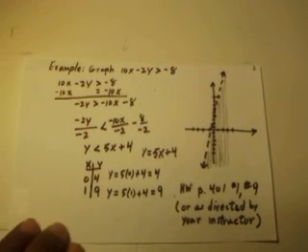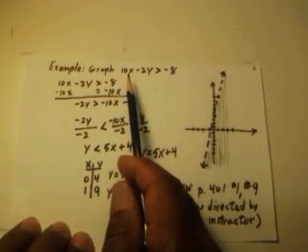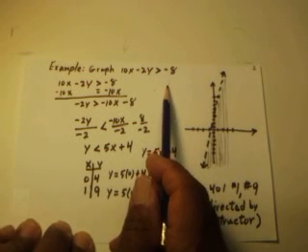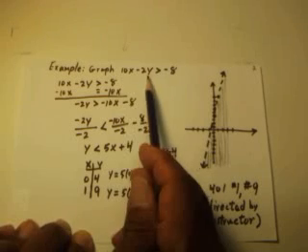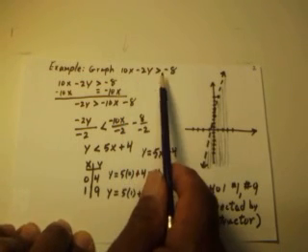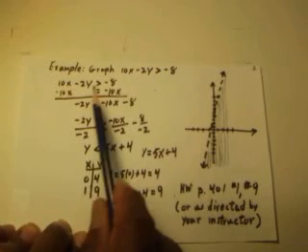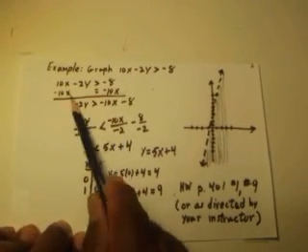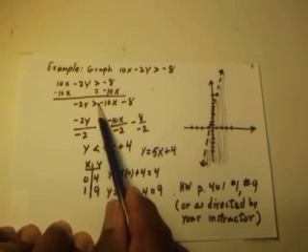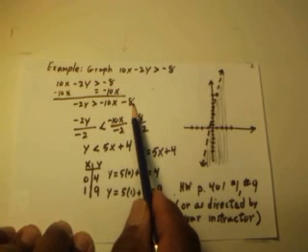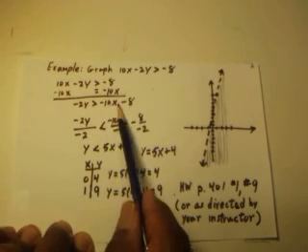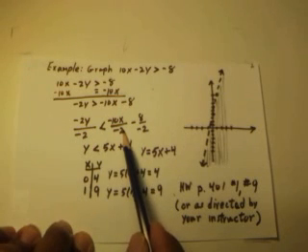As an example, suppose we want to graph 10x minus 2y is greater than negative 8. First, we have to solve the inequality for y, and I've done that here. To solve this inequality for y, I subtract 10x from both sides. That gives me negative 2y is greater than negative 10x minus 8. The next thing I have to do is divide both sides by negative 2.